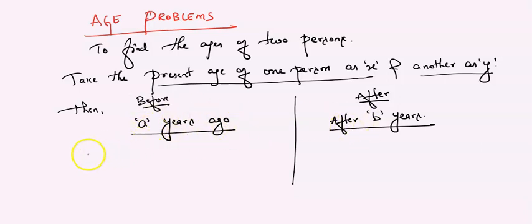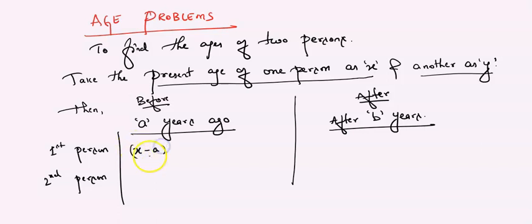So a years ago, what we have to do is very simple. We have two persons, right? The first person and the second person. Now what will be the age of the first person a years ago? It will be x minus a years. The first person's age was x minus a years. The second person's age was y minus a years. You have to subtract a from both x and y.